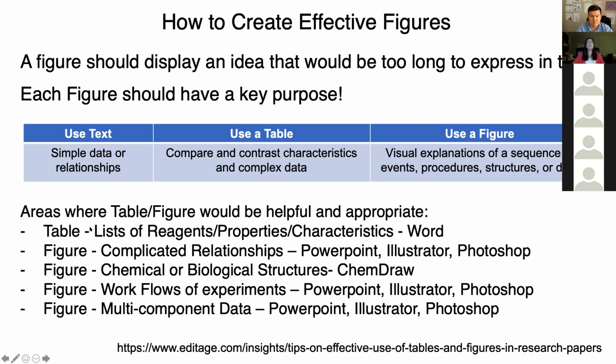So a table is really good when you have a list of reagents, a list of properties, and maybe you have a few different properties you want to compare and contrast. And I'll give you an example of how to make one of these, and we're just going to do this in the Microsoft Word package because I think that's the easiest place to do it. Figures then are going to be really appropriate for these other kinds of relationships. Complicated relationships like in pathways or between molecules. It's really hard to explain a chemical structure or a biological protein structure. So we're going to use figures for that.